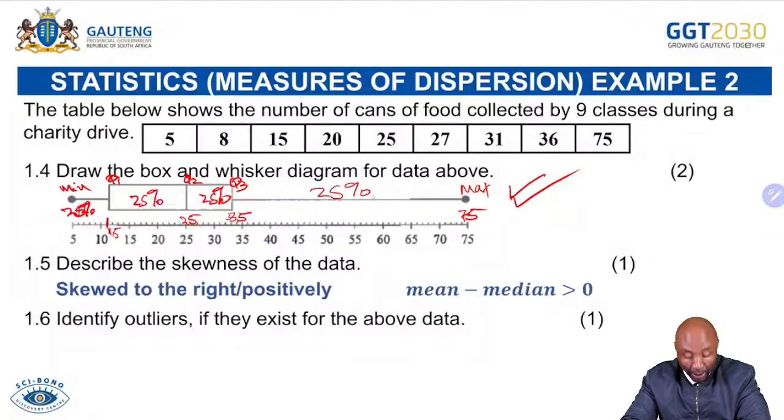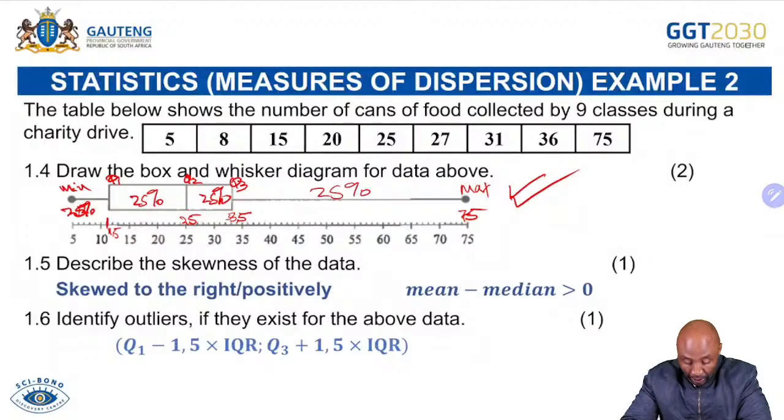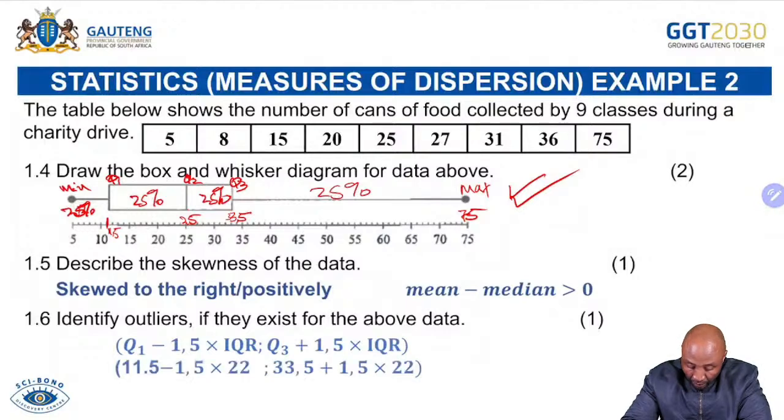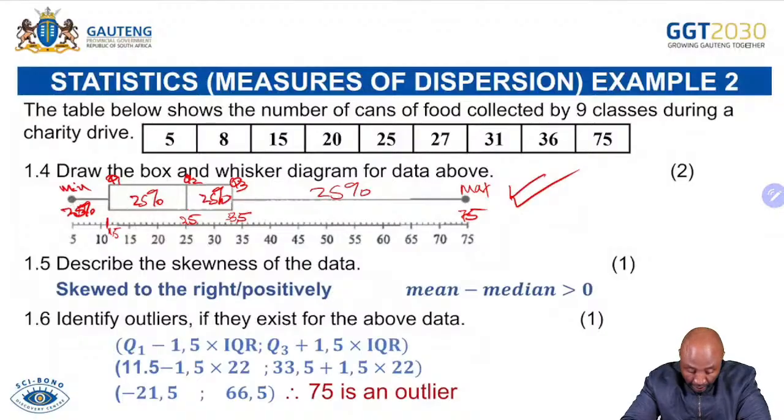We have to identify outliers. Remember, we calculated our Q1. We got it as 11,5. And our Q3, we got it as 33,5. We add and subtract our interquartile range and we'll get our smallest value will be negative, which falls within the outlier range.